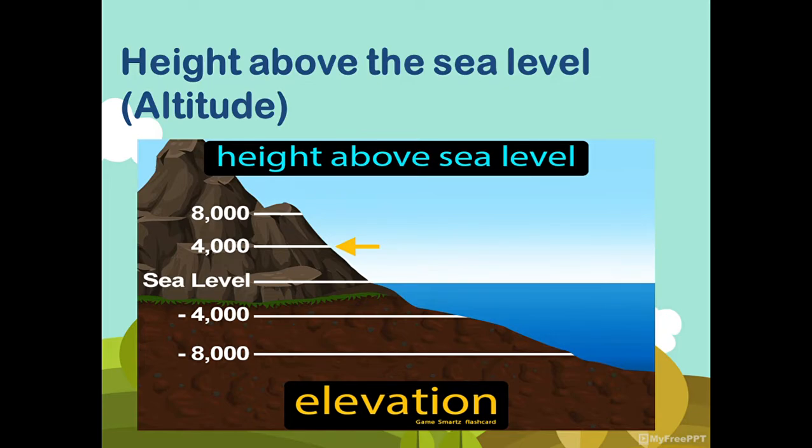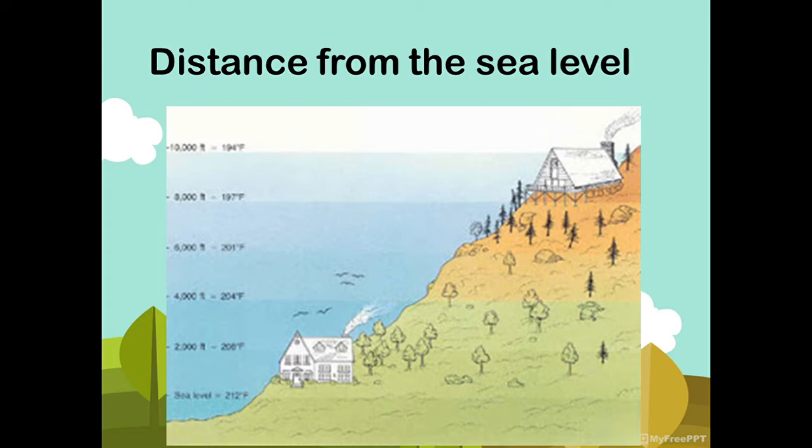Then, distance from the sea. Water heats up and cools more slowly than land. This affects the climate of places near the sea. They are warmer in winter and cooler in summer than places far away from the sea. That is distance from the sea.